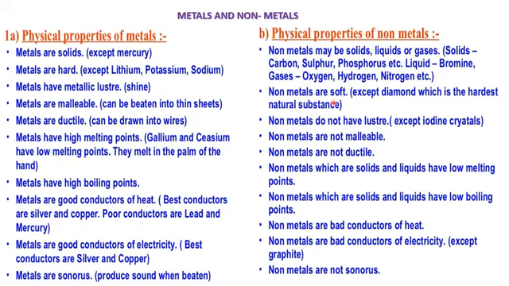Non-metals are soft except diamond, which is the hardest natural substance. Non-metals do not have luster except iodine crystals. There's a little spelling mistake over here, just avoid it. Non-metals are not malleable, and non-metals are non-ductile.